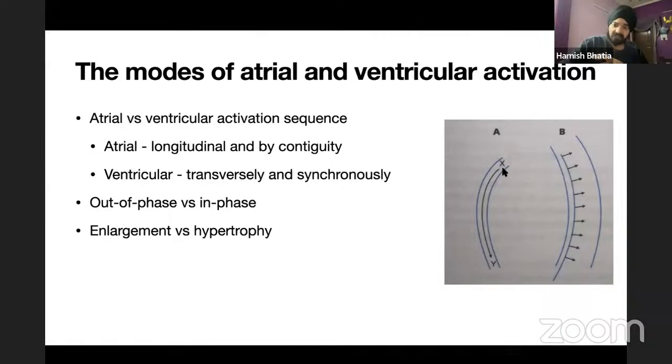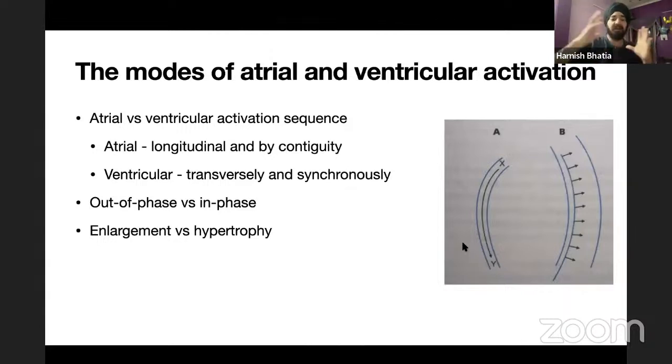While if it is a longitudinal depolarization, one cell, second cell, third cell, fourth cell, fifth cell, the wave you get is not really a composite of all the cells. It gives you the cells in sequence. That is why it cannot really tell you about atrial hypertrophy. The only thing it can tell you is that if the atria get enlarged, the time it takes to travel from the beginning to the end will be more.